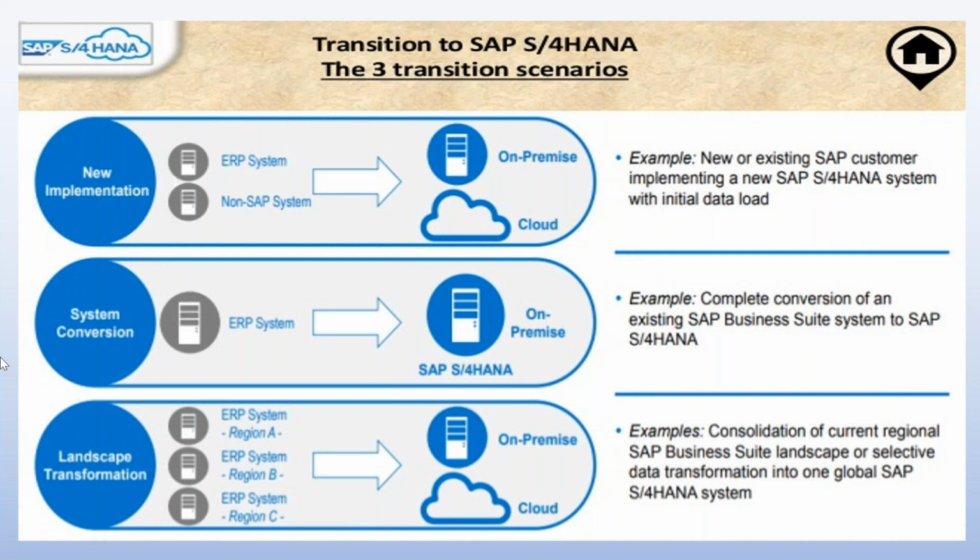So these are the three transition scenarios which you are expecting in the market. One is greenfield implementation, a new implementation. The second one we call system conversion or migration, and the third one we call landscape transformation. If anyone has any questions, please unmute and ask. You can stop me whenever you have a doubt.